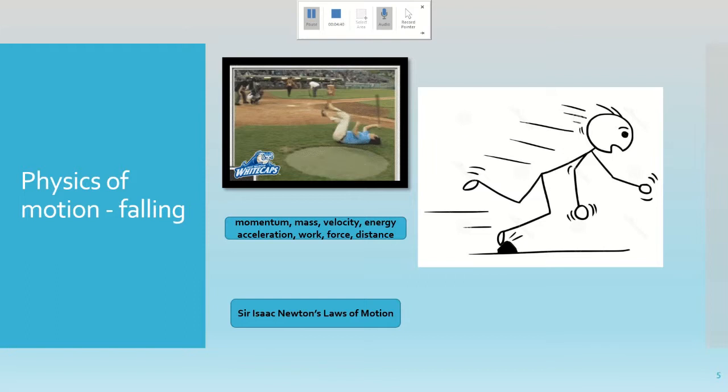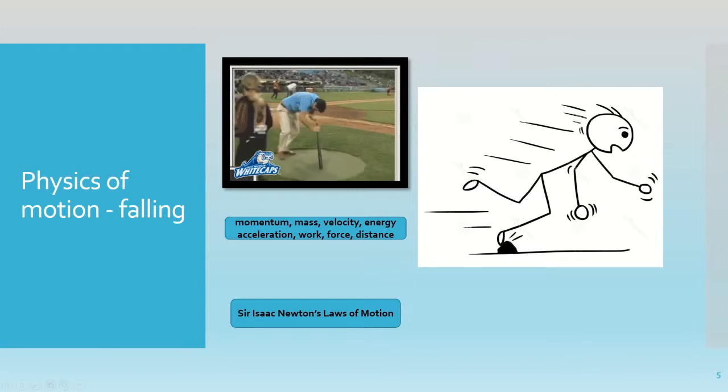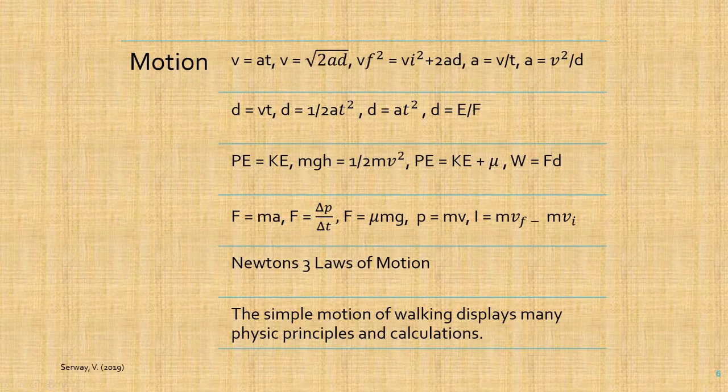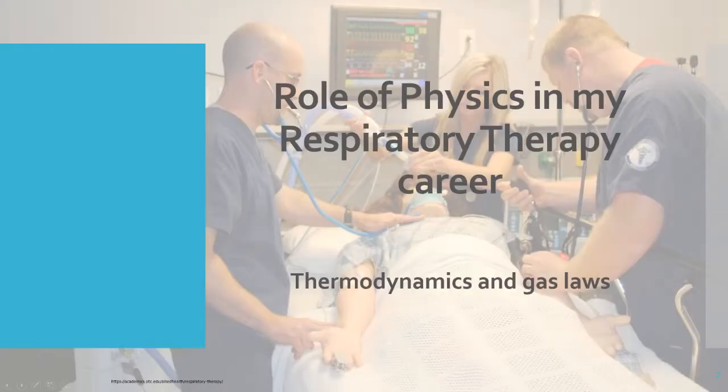In order to understand physics itself, we have to have established laws that let us know what's actually going on during certain activities that we're doing. So as we see, just basic motion has so many different physics principles. And then we've got calculations. There's a calculation pretty much for everything here: velocity, acceleration, distance, energy, force, momentum, inertia, and then of course the three laws of motion of Newton.